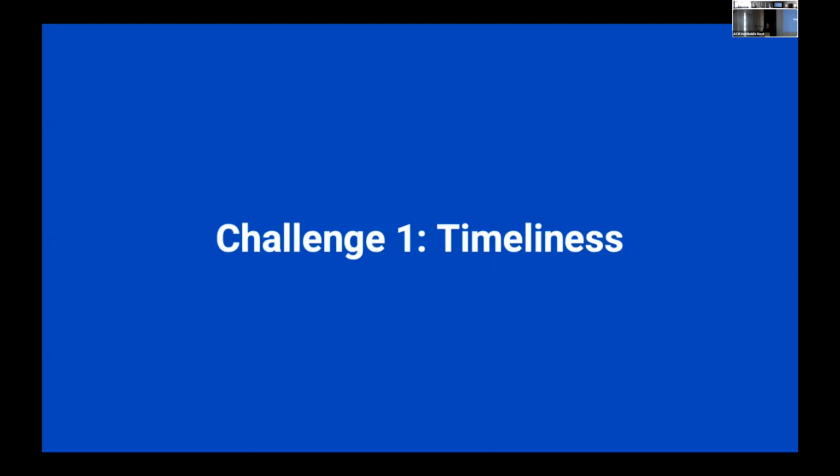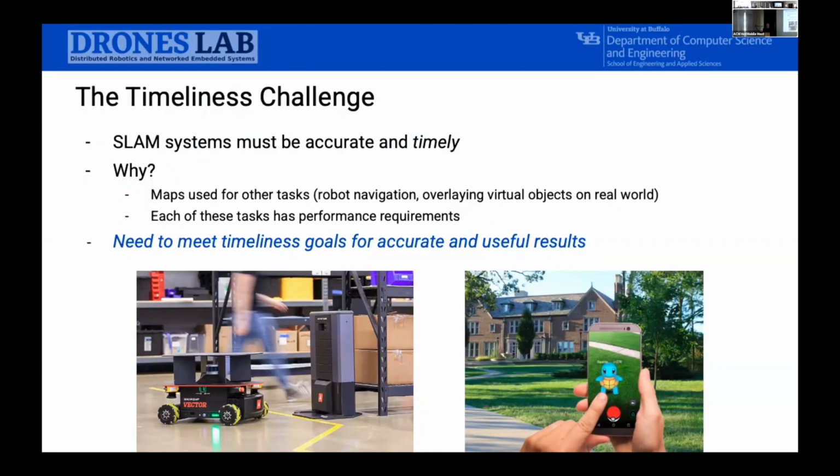So now that we've actually seen what the map looks like, we'll go over the first challenge, which is timeliness. Of course, we want SLAM systems to perform as accurately as possible, but we additionally also want them to be as timely as possible. This timeliness is important because the maps that SLAM systems generate are used for other tasks, such as robot navigation or overlaying virtual objects on the real world. And likewise, each of these tasks has its own performance requirements. So if the SLAM map is used by these tasks, it needs to perform as timely as possible to generate accurate and useful results for these extra applications.